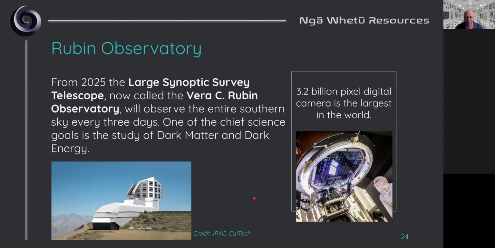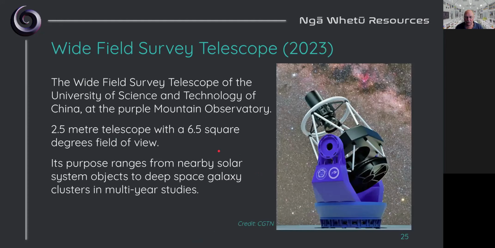It will completely flood the astronomical community. Okay, so that's coming up next year. This was launched last year, yeah, 23. The Chinese Survey Telescope, again, wide field survey telescope. And the Purple Mountain Observatory. Very similar purpose, from nearby solar system objects to deep space galaxy clusters.